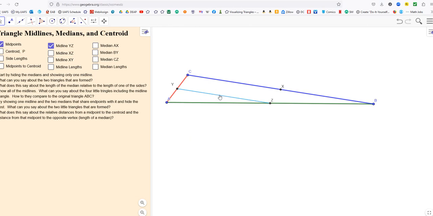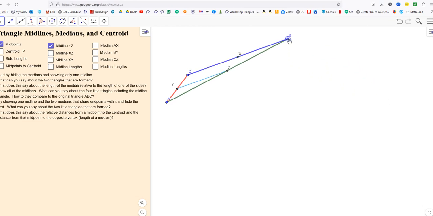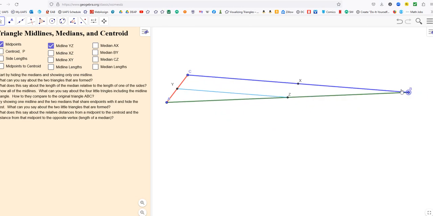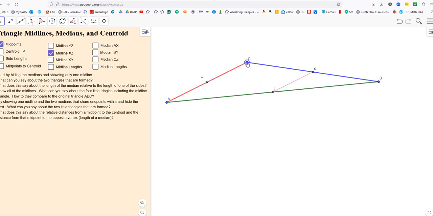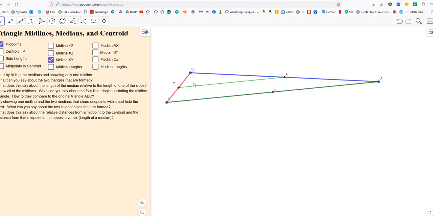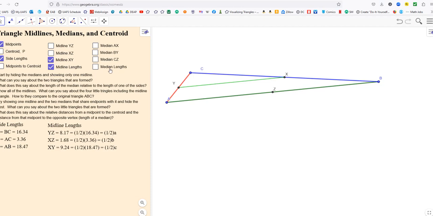Well, first of all, does it look like those are parallel? Yeah, they are. What about the other one? Is that one parallel over here? What about this one? Yeah, that looks like it's parallel. How do the lengths relate? So let's look at the lengths of the sides versus the lengths of the midlines. Well, if you look, they're all half as big. So we see that the midlines appear to be parallel to the side and half as big. Okay, so let's see if we could go about proving that somehow.